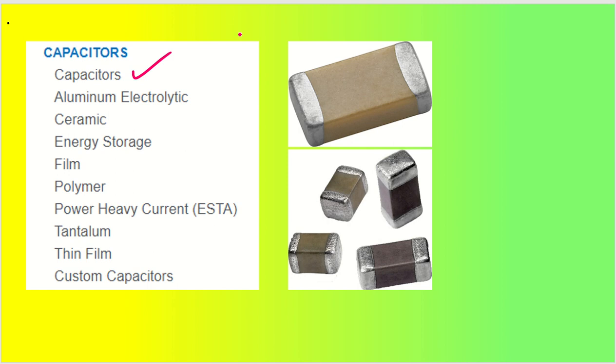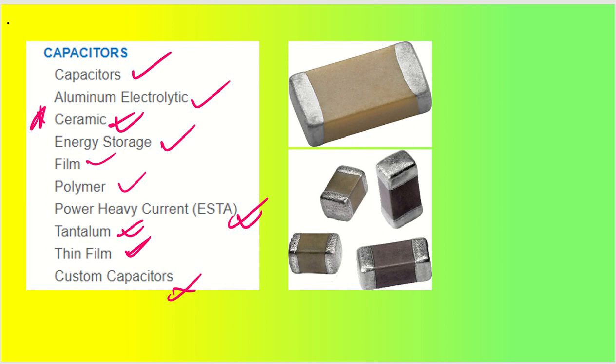Then you can see we have aluminum electrolytic capacitors, we have ceramic capacitors, which we are going to see today. Then we have energy storage, film capacitors, polymer capacitors, power and heavy current capacitors, and tantalum capacitors, which are mostly used in power supplies, basically for LDOs and all. We have thin film capacitors and customized capacitors as well. And there are various other companies that provide these.